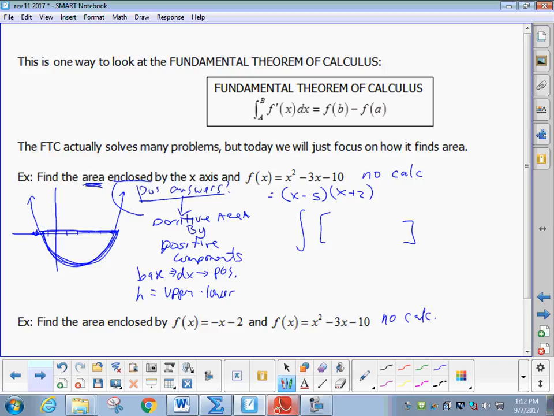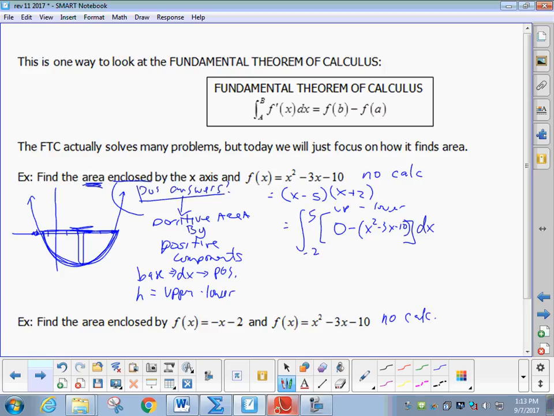So when I say upper minus lower, for any one of these rectangles, what's the upper bound? The upper bound is 0. And the lower bound is points on the curve, and that's x squared minus 3x minus 10. I want to see that. You might think, well, that's so stupid. It's the same as just negative. I don't put the 0 there. I have a reason. Please have faith. The region is from where to where?